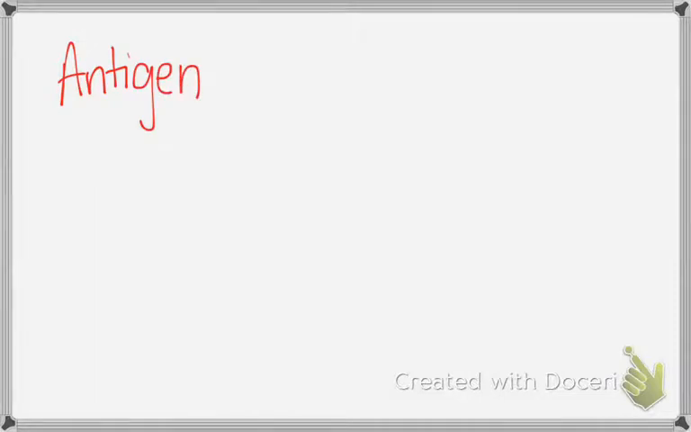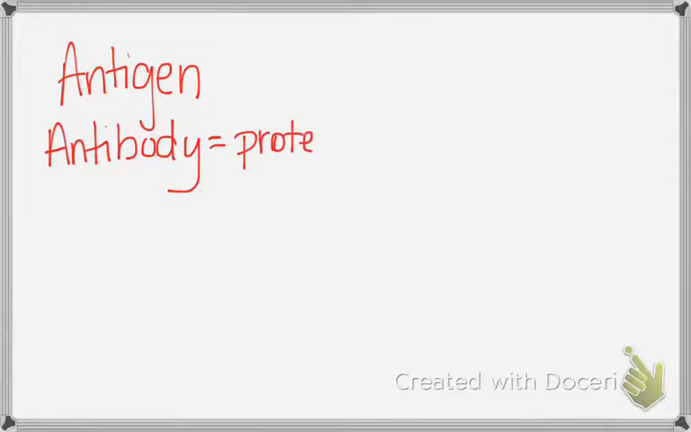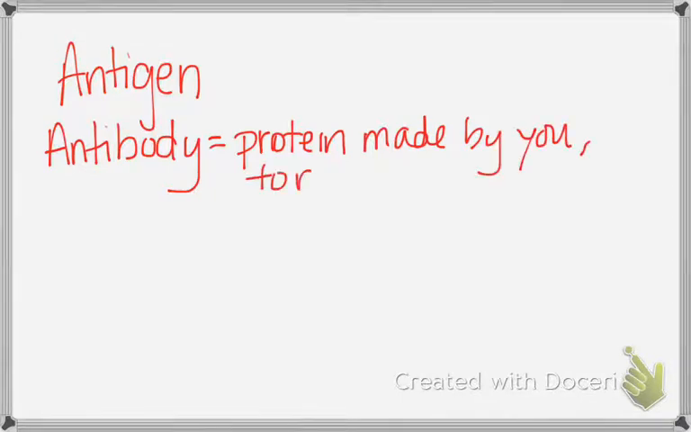So antigens are surface markers on cells. Antibodies... An antibody is a protein made by you to recognize a specific antigen.